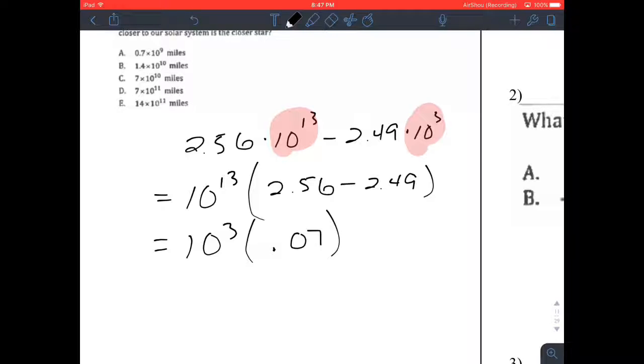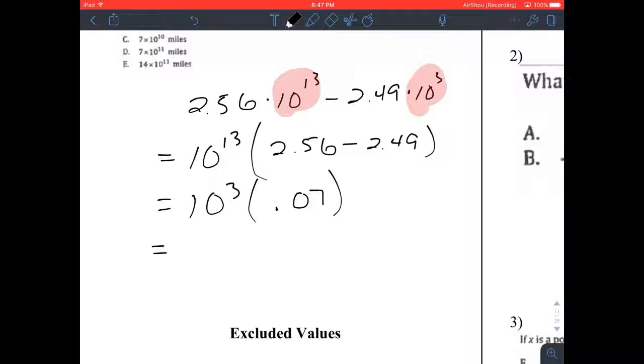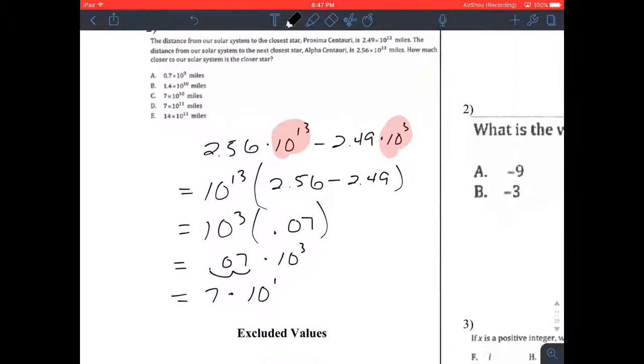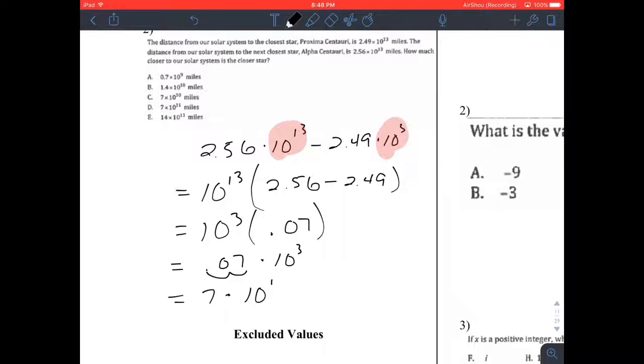Now the problem is 0.07 times 10 to the third is not scientific notation. So we're going to have to move this decimal place 2 places to the right to get a whole number 7, 7.0, or the answers just say 7. When we do that, this 10 to the third is going to get smaller by 2 movements. So 3 minus 2 is 1, so it's going to be 7 times 10. I'm sorry, this was supposed to be an exponent of 13. 13 minus 2 is 11. So we get 7 times 10 to the 11th.